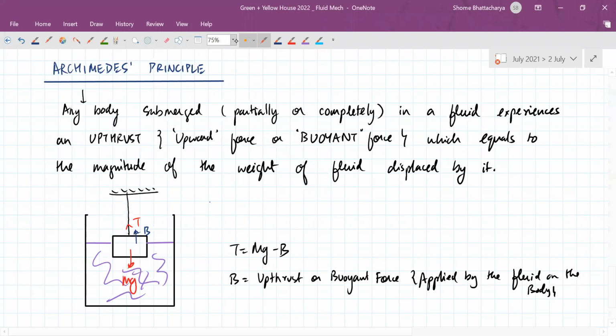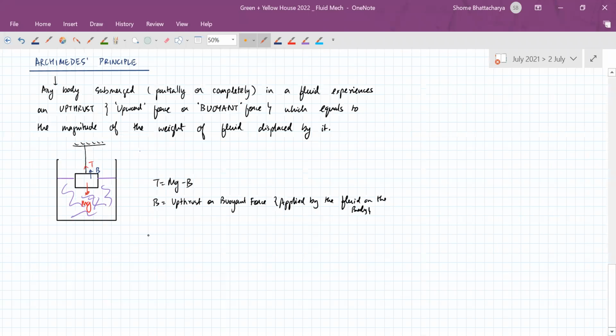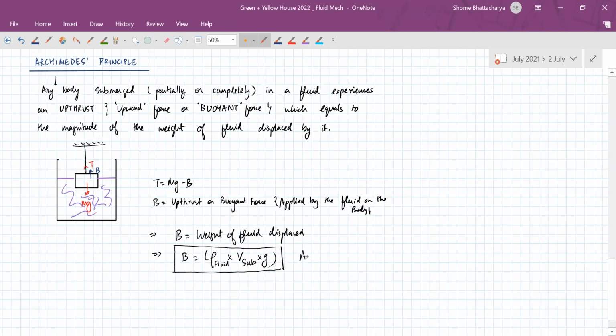In this case, the body is partially submerged. According to Archimedes principle, the buoyant force will be equal to the weight of fluid displaced. So that will be equal to the density of the fluid multiplied by the volume of the submerged part into g. This is the mathematical form in which Archimedes principle is stated.